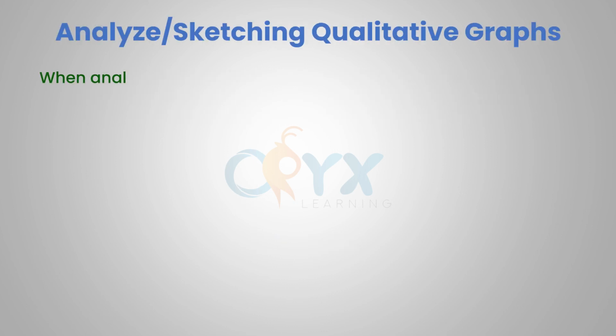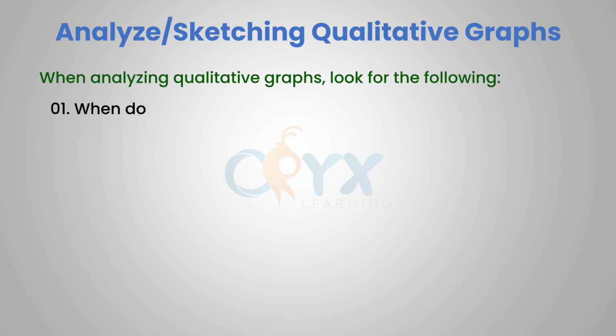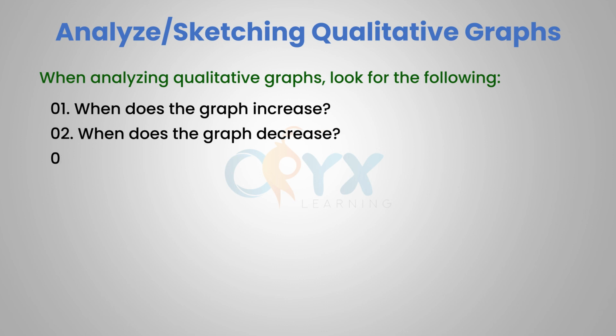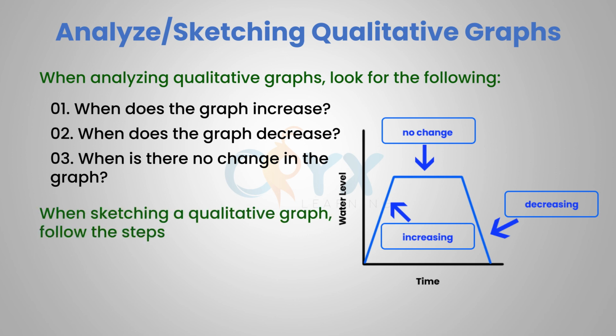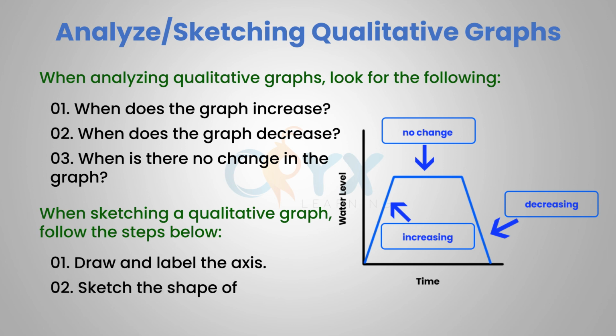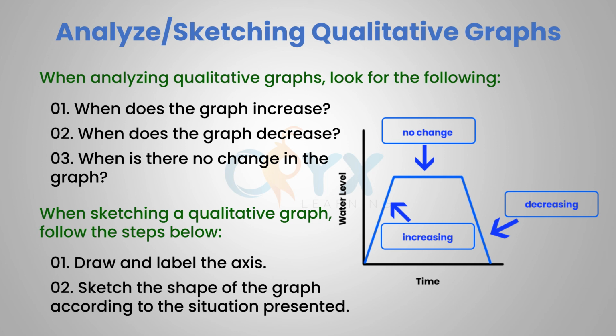Remember, when analyzing qualitative graphs, look for the following. When does the graph increase? When does the graph decrease? And when is there no change in the graph? And when sketching a qualitative graph, draw and label the axes, and then sketch the shape of the graph according to the situation presented. Each situation will be different.